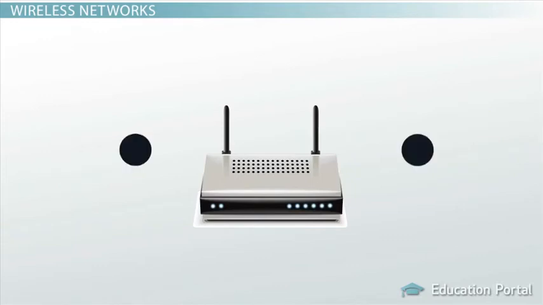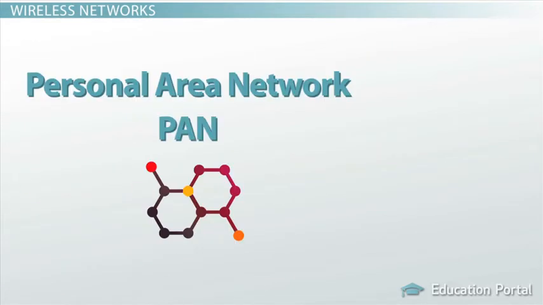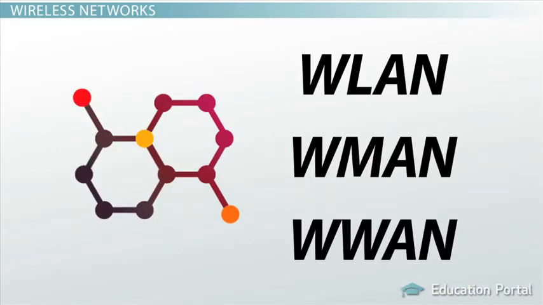Wireless connections have many advantages, starting with the fact that you don't need to buy and install cables. If a personal area network or PAN is entirely wireless, it is referred to as a wireless personal area network or WPAN. This applies to all the different types: WLAN, WMAN, and WWAN.